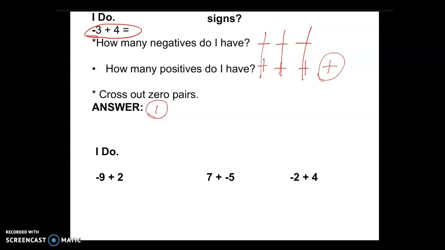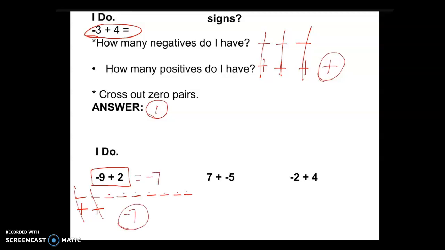Okay, let's look at the I do problems. We have -9 plus 2. So I have 9 negatives. And then I have 2 positives. I need to cross out my 0 pairs, and I am left with how many negatives? 7 negatives.